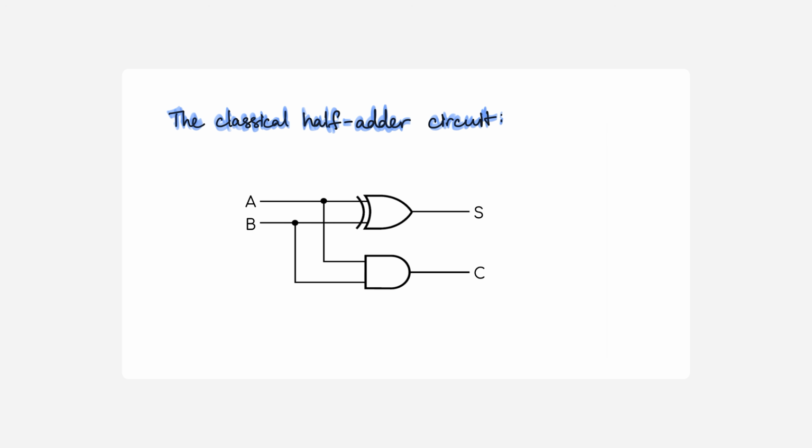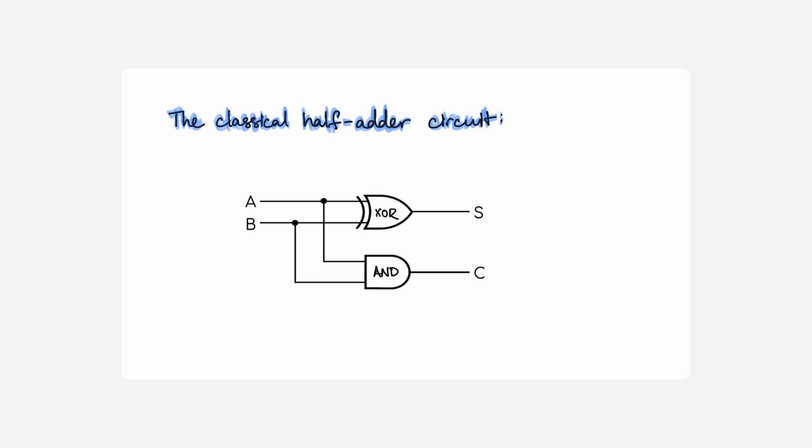By wiring together gates, we can build circuits that perform more complex tasks. A classic example is the half adder here. It takes the input bits A and B and adds them together to get 2 output bits. An XOR gate computes the sum, labeled S, and an AND gate computes the carry, labeled C.